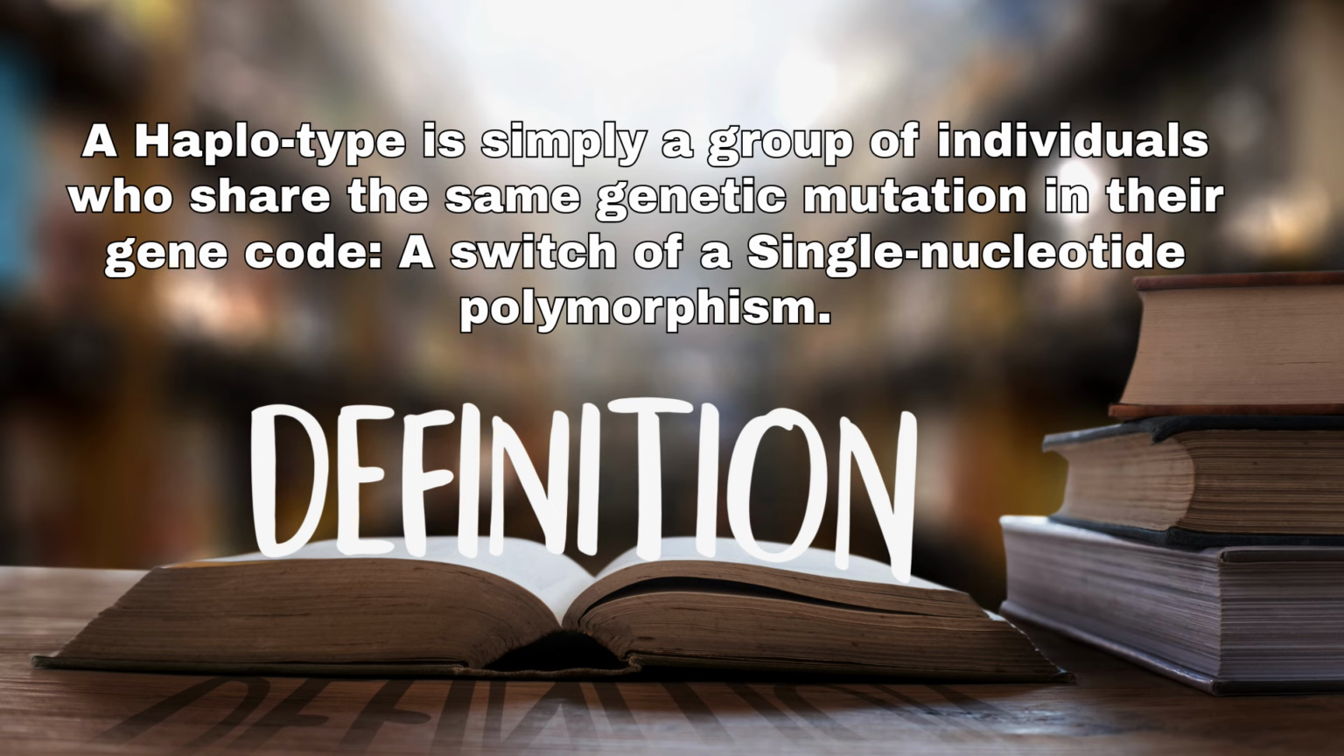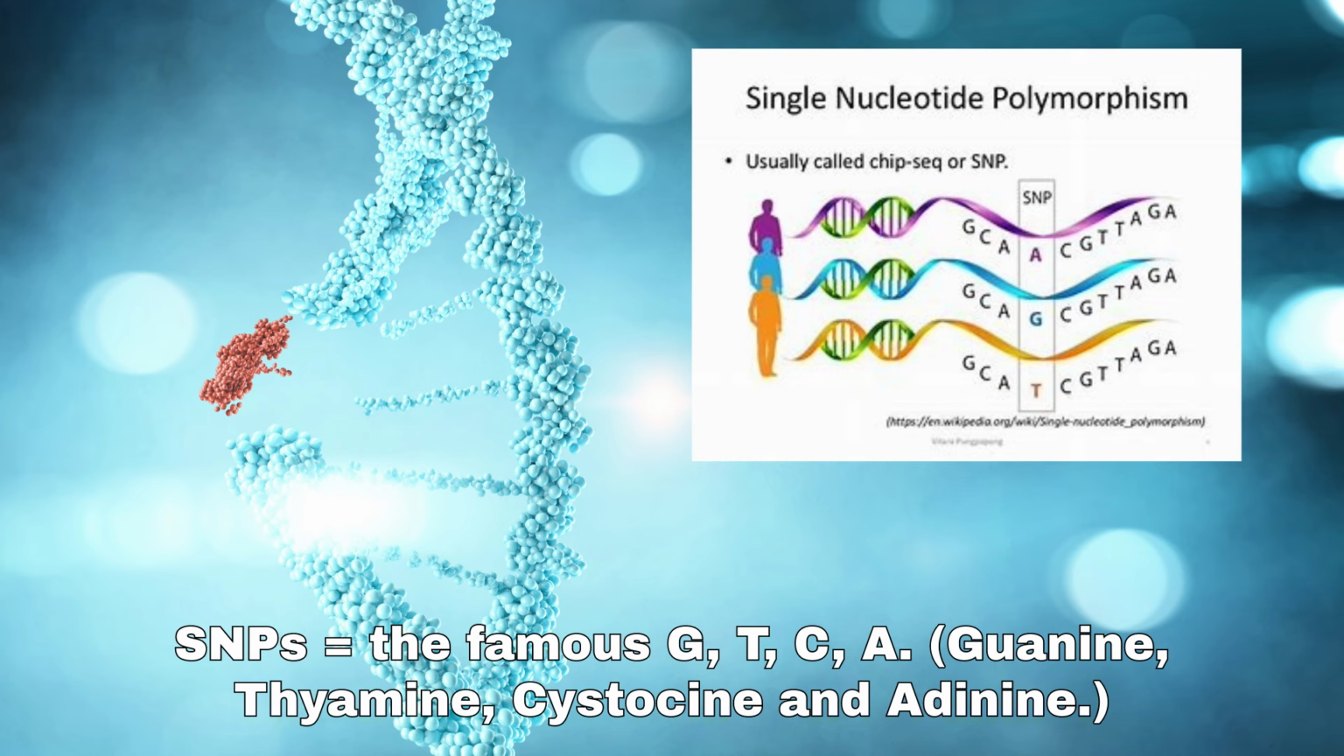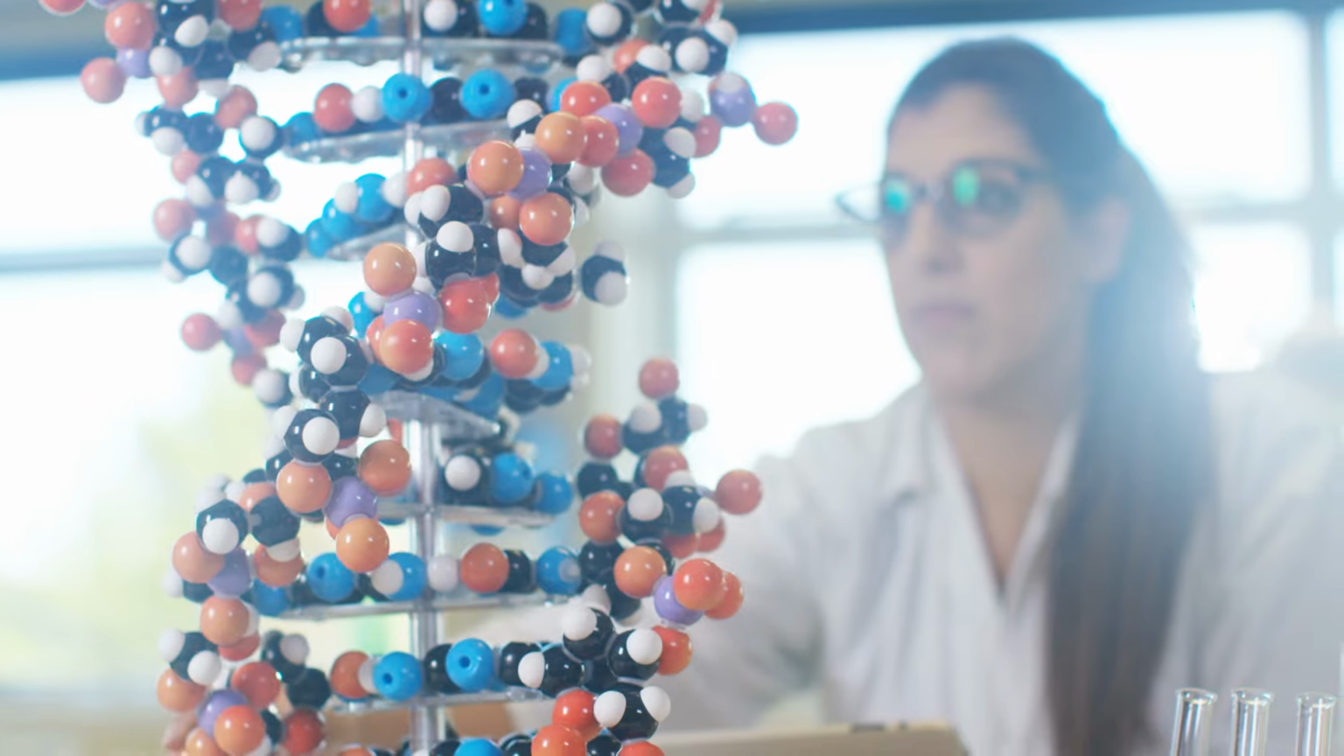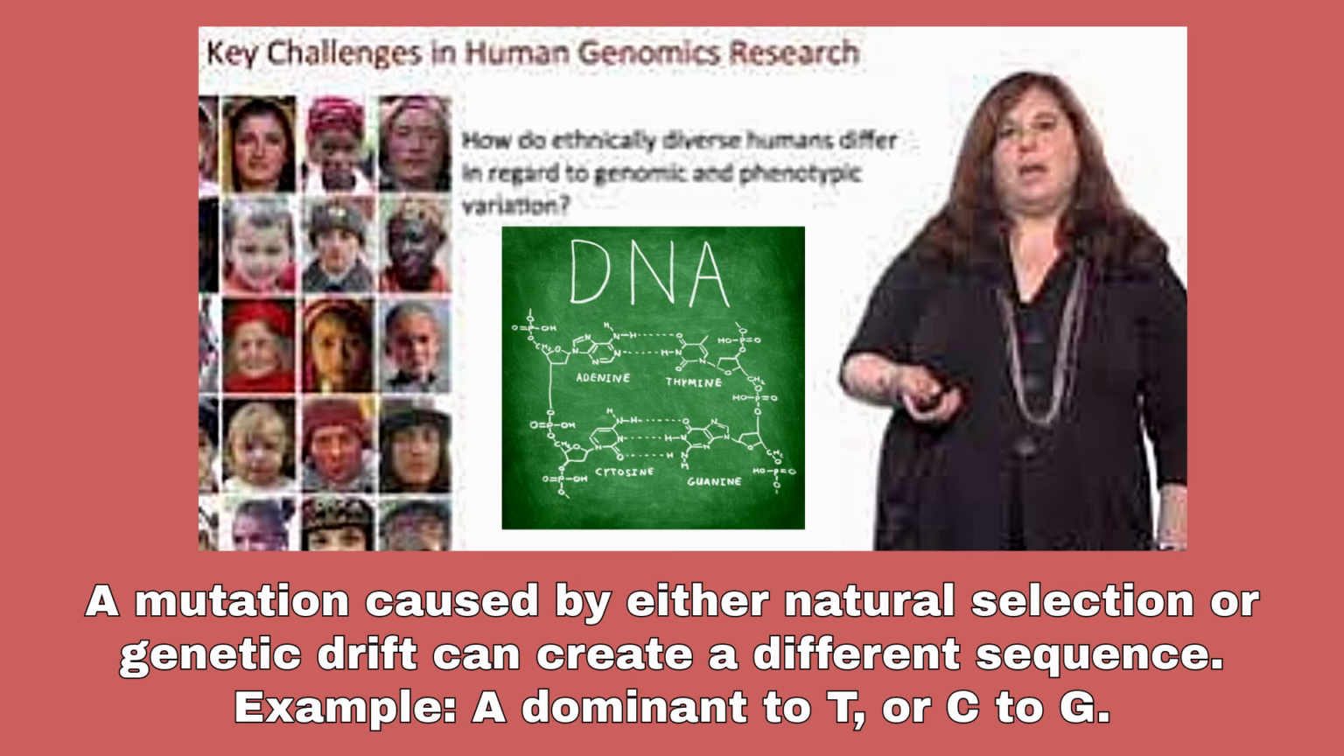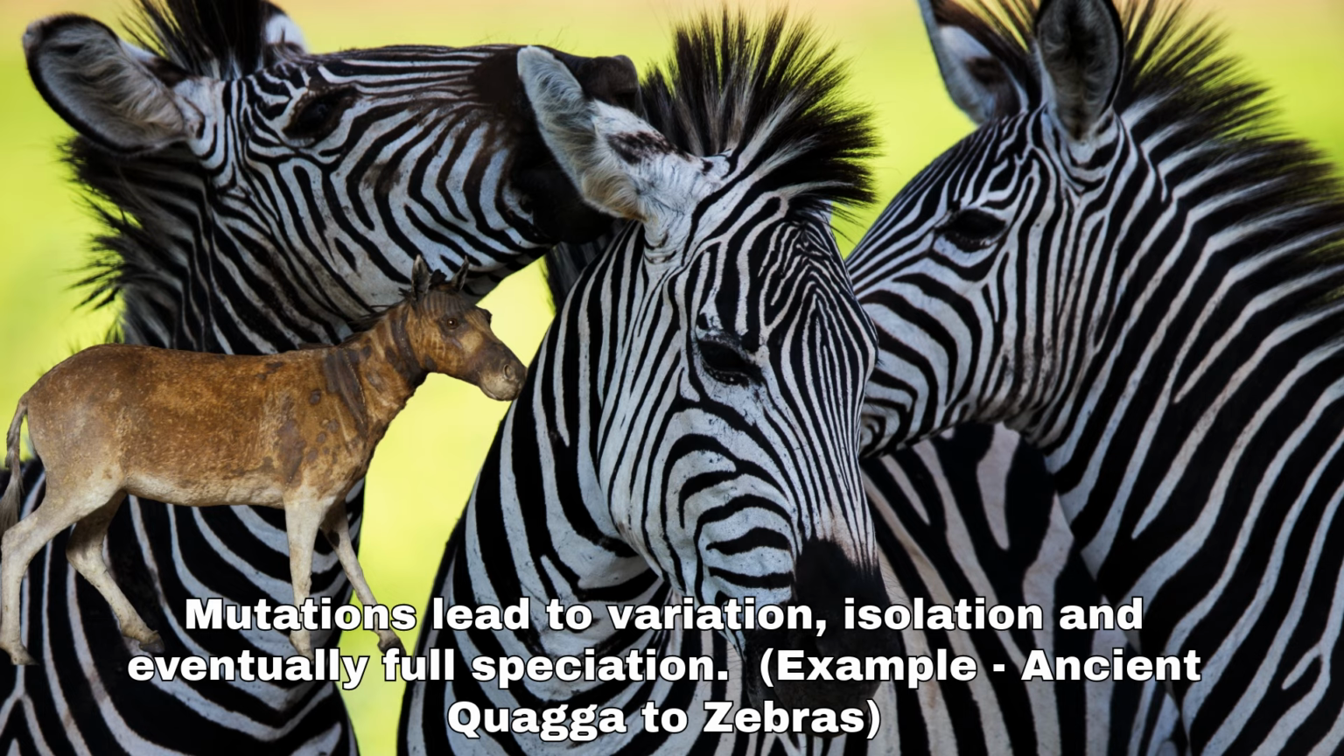Definition: a haplotype is simply a group of individuals who share the same genetic mutation in their gene code, a switch of a single nucleotide polymorphism. SNPs are the famous GTCA, guanine, thymine, cytosine, and adenine. As we remember from basic biology class, a mutation caused by either natural selection or genetic drift can create a different sequence. Mutations lead to variation, isolation, and eventually full speciation.